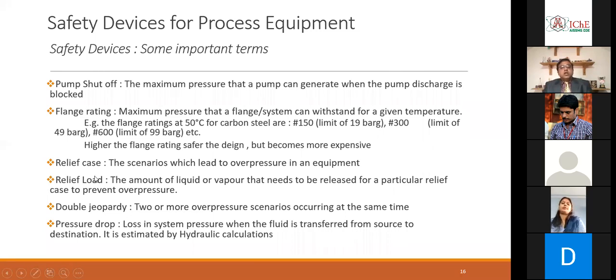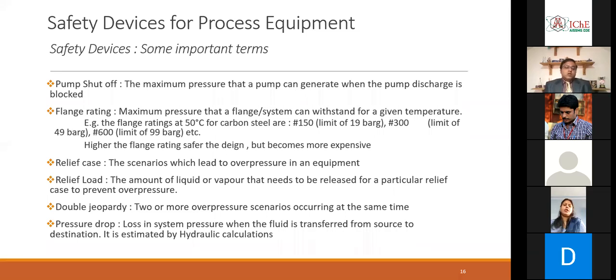Another term is the relief case. So whenever you are sizing a PSV, you have to look at all the cases that can go wrong and cause overpressure. So those are called relieving cases. So we have to identify the relieving case and then the relief load. For each relief case that we have identified, we have to calculate the relief load, which is the amount of liquid or vapor that needs to be released for a particular relief case to prevent overpressure.